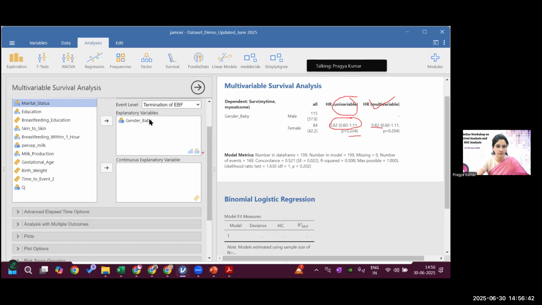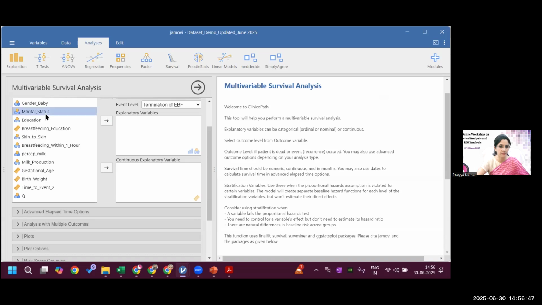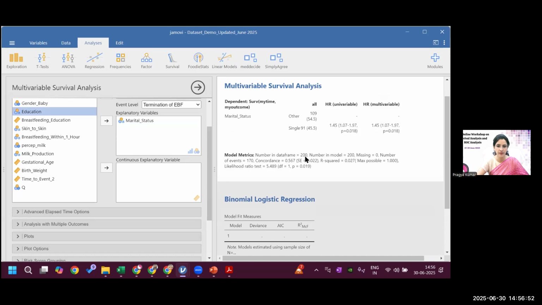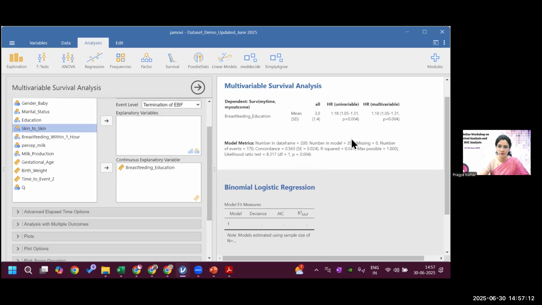Now I'll move this back and see the marital status. If you put marital status here, the p-value is 0.01, so marital status is also significant. I'll take this. Now coming to breastfeeding education, number of sessions. I'll put that in as continuous and see the p-value. The p-value is significant, so I'll include this also.